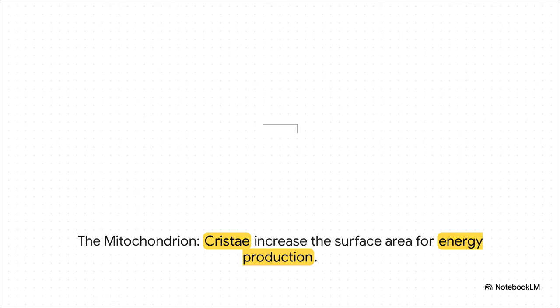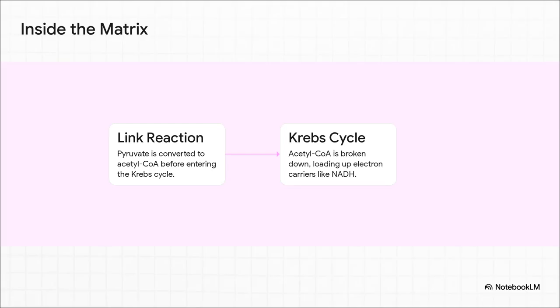of respiration. So inside the mitochondrion's central space, or the matrix, our pyruvate molecules go through two more big steps. First, there's a quick link reaction that turns them into a new molecule called acetyl-CoA. Then, this acetyl-CoA jumps into the Krebs cycle. The main goal here isn't to make a lot of ATP directly, but to finish dismantling that original glucose and use its energy to load up a ton of these special electron-carrying molecules, NADH and FADH2.